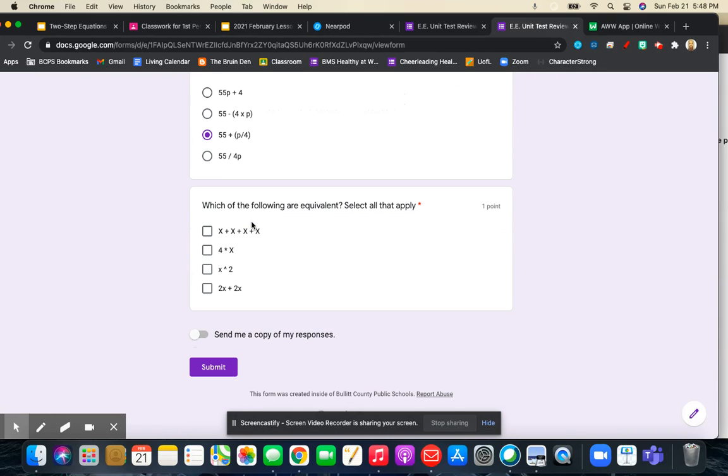All right, and for the last one, which of these are equivalent to each other? So this equals 4x. This also equals 4x. This equals x squared. And this gives us 4x as well. So which one of those are the same? You should have those 3. Just remember, you can multiply integers by variables. We just can't add them together. So if that said 4 plus x, that is not equivalent. 4 cannot be added with x.